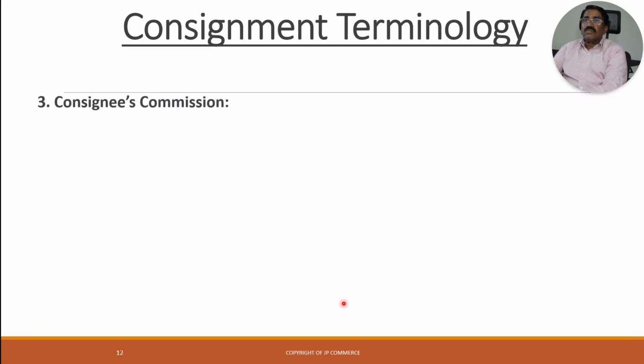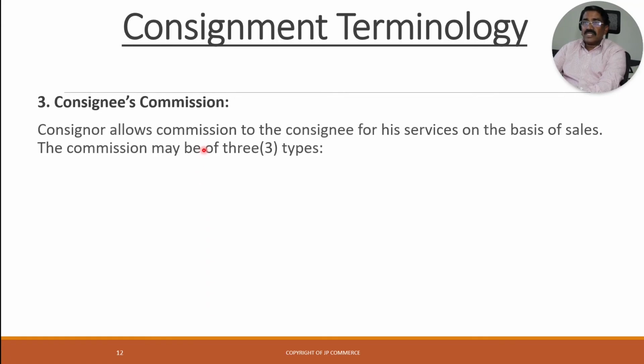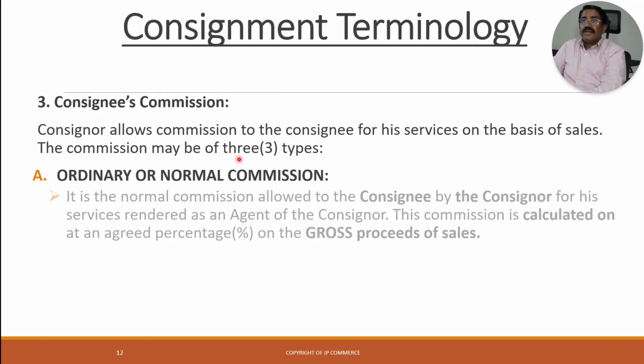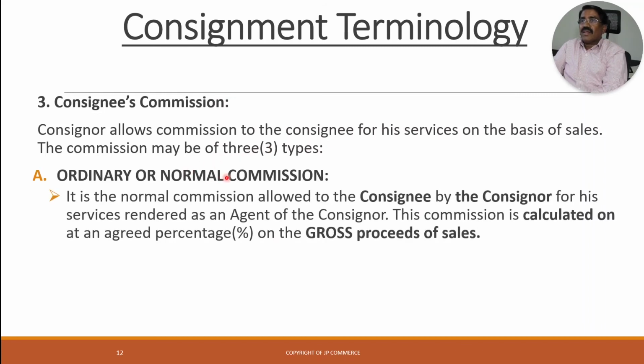The next term is consignee commission. In commission, there are three types of commissions. Means the consignor allows three types of commissions to the consignee. Consignor allows commission to the consignee for his services on the basis of the sales. The commission may be of three types. First one, ordinary or normal commission.